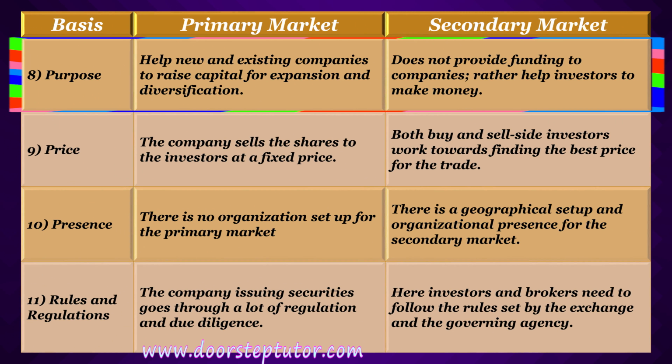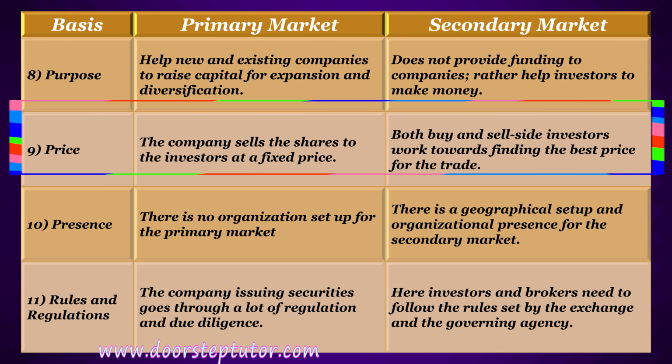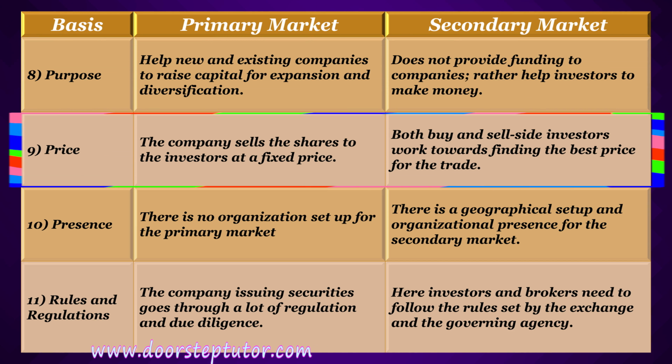Next is purpose. The purpose of the primary market is to help new and existing companies to raise capital for expansion and diversification, whereas the secondary market does not provide funding to companies, rather it helps investors to make money. Next is price. In the case of the primary market, the company sells the shares to the investor at a fixed price, whereas in the case of the secondary market, both buy and sell side investors work together finding the best price for the trade.